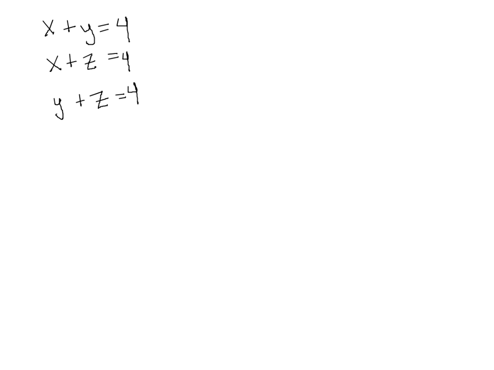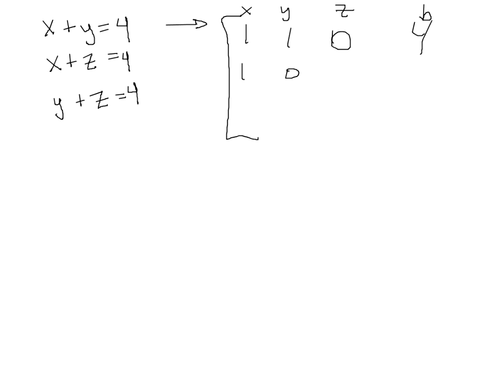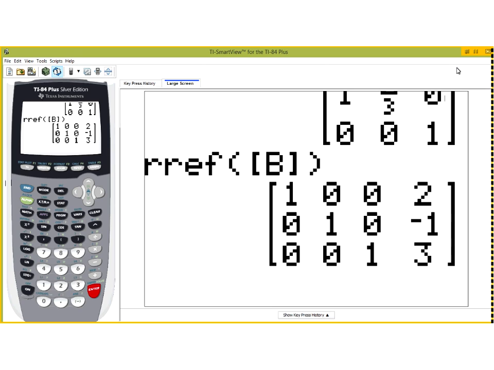Okay, here's one. We've got things missing. So this is really, when I put it into the matrix, it's 1, 1, 0, 4. 0 because there's no Z in the equation, or in that line. We get 1, 0, 1, 4, and then 0, 1, 1, 4. So I go and put that in my matrix.